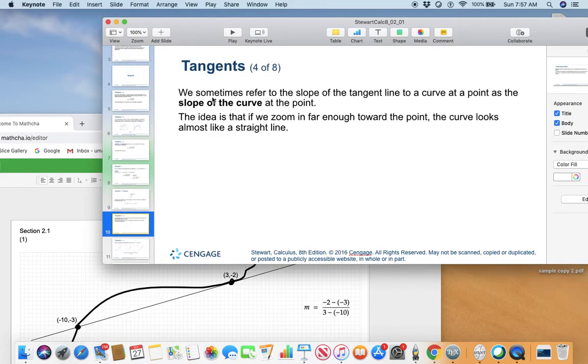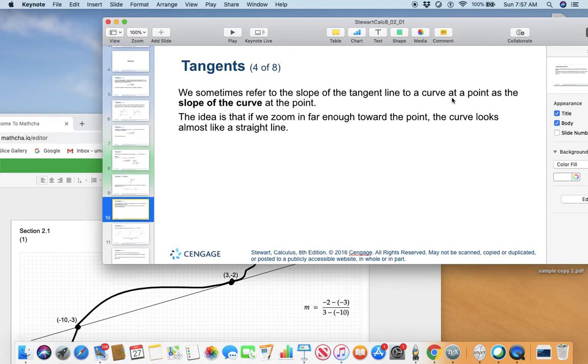Okay. We sometimes refer to the slope of the tangent line to a curve at a point as the slope of the curve, right? The only way to define the slope of a curve is to refer to the slope of the tangent line. That's all they are saying. You know the meaning of the slope of a line. Well, if the line is a tangent line of a curve, then you say the slope of the curve.